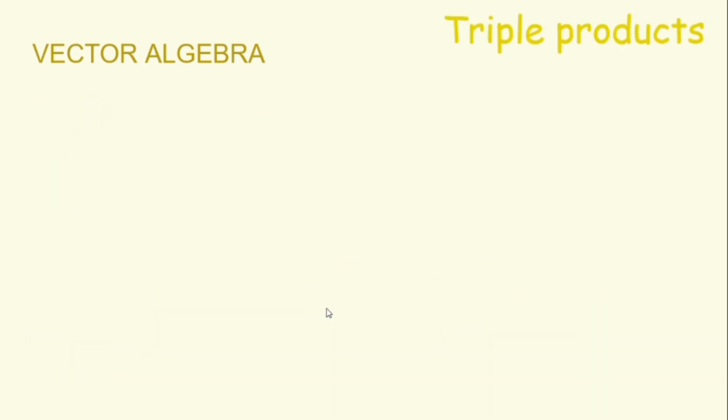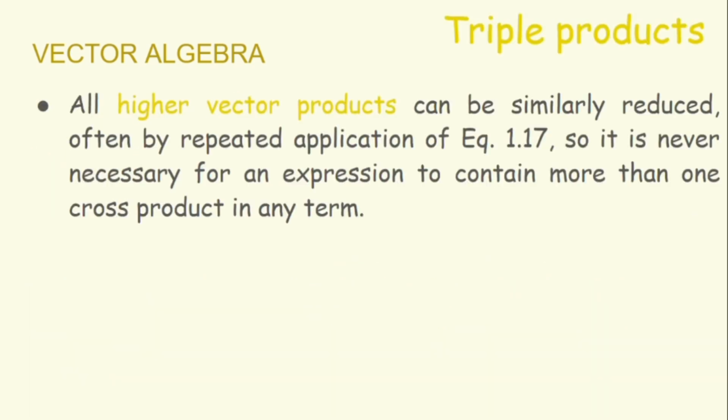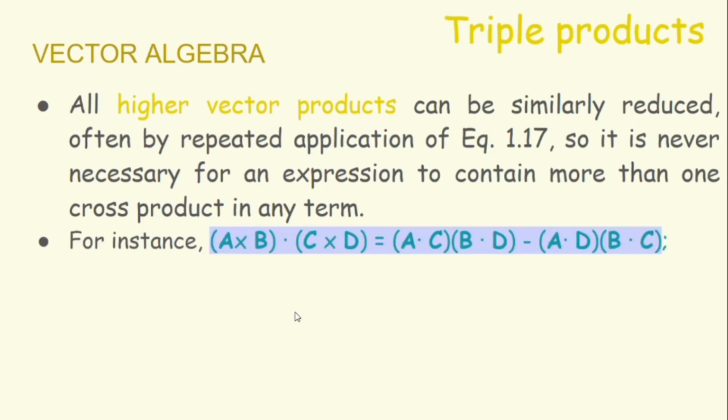And now we will see that if we have higher vector products, meaning more than three vectors, we can also reduce them by applying the previous rules as we applied in dot product, cross product, scalar triple product, and vector triple product. Same rules will be applied here.